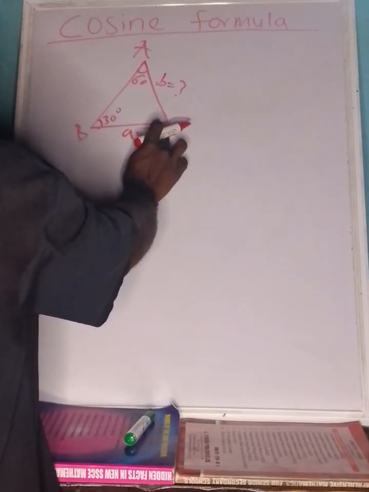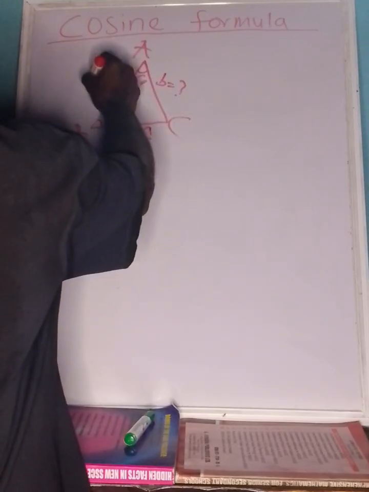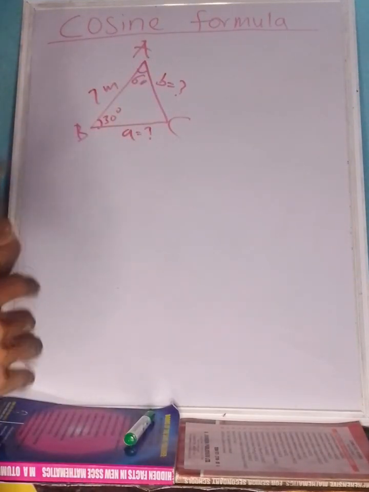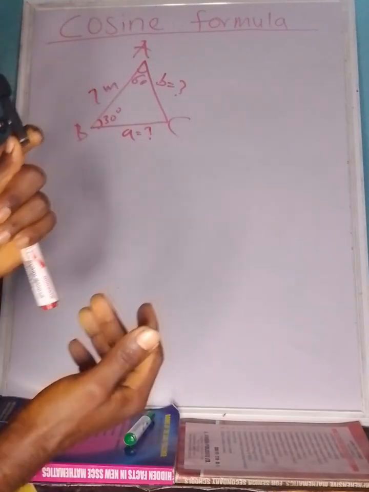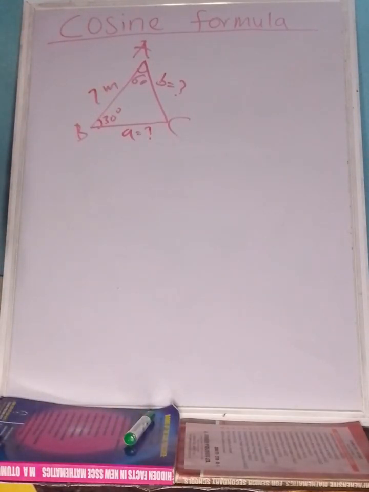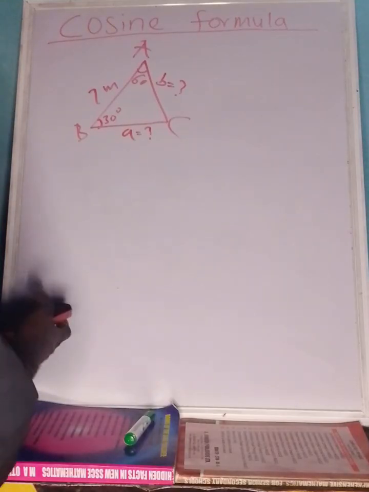Then angle C, which is not given, the side here is given. Let's say 7 meters here. You can see that where the angle is given in this case, the side is not given. Where the side is given, the angle is not given. You cannot apply sine formula because no particular angle and side correspond in terms of what is given and what is not given. So you have to make use of cosine formula to solve a problem in this case.